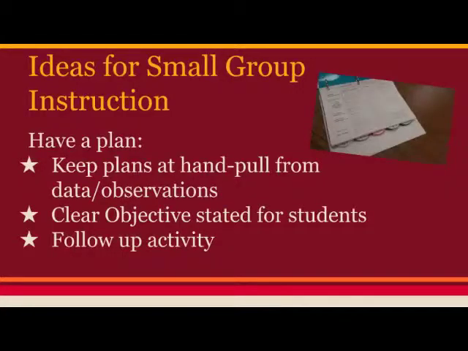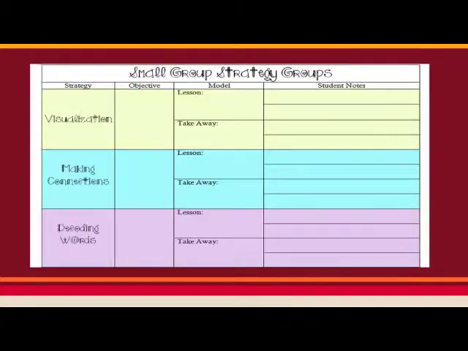Some ideas for small group instruction. Of course, you need to have a plan. Keep plans at hand to pull from. Keep your data and observations there so you can fluidly write, keep up with each thing, clear objectives stated for the students, and they need a follow-up activity from once your group ends. The picture you see is actually of a binder that I use in my classroom, and so I have my lessons there in each group, and I write my anecdotal notes as I flip through with each group.